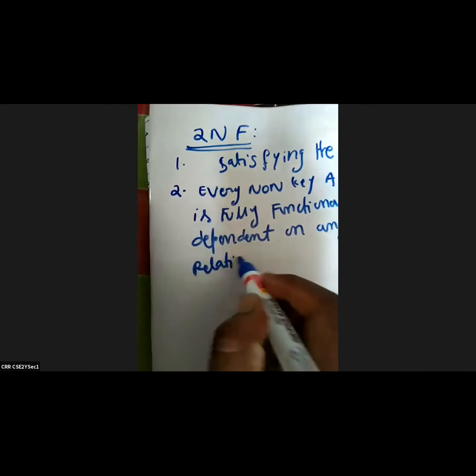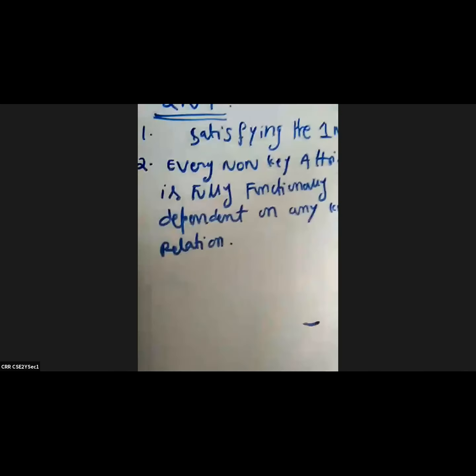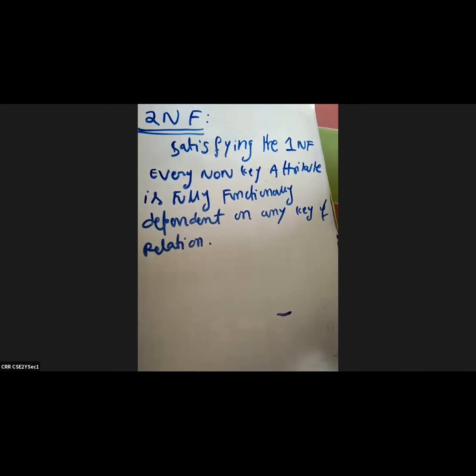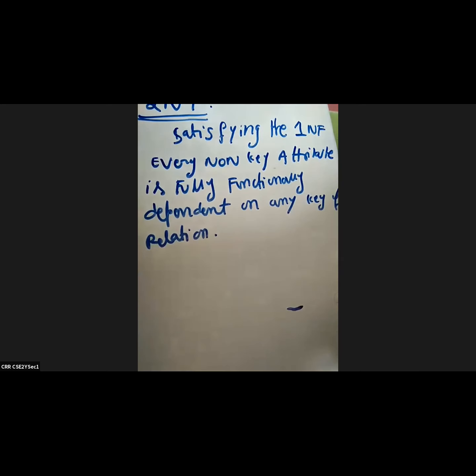So why am I mentioning any key? That means whether it is a primary key or candidate key or super key, whatever it may be. So please try to understand this definition. The first is satisfying 1NF, and the second thing is every non-key attribute is fully functionally dependent on any key of the relation.